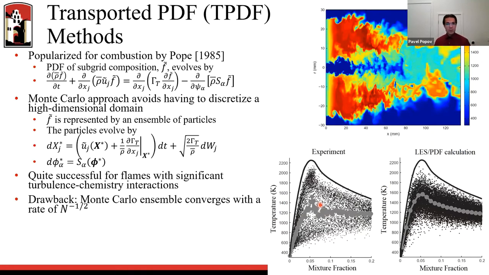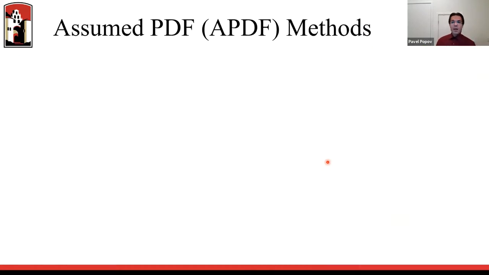Now, one drawback that transported PDF methods have, however, is that usually we're solving them with a Monte Carlo ensemble. This ensemble may consist of either particles or Eulerian fields. That would be Valiño and Sabelnikov's approach, which I haven't mentioned here, but should be mentioned. And this Monte Carlo ensemble converges with a rate of the number of samples to the minus one-half power. So this is a slow stochastic convergence. And in my experience, running these simulations, you usually need around 30 to 50 particles per cell for an accurate solution. So that means that however many grid cells you have in your grid, multiply that by about 30.